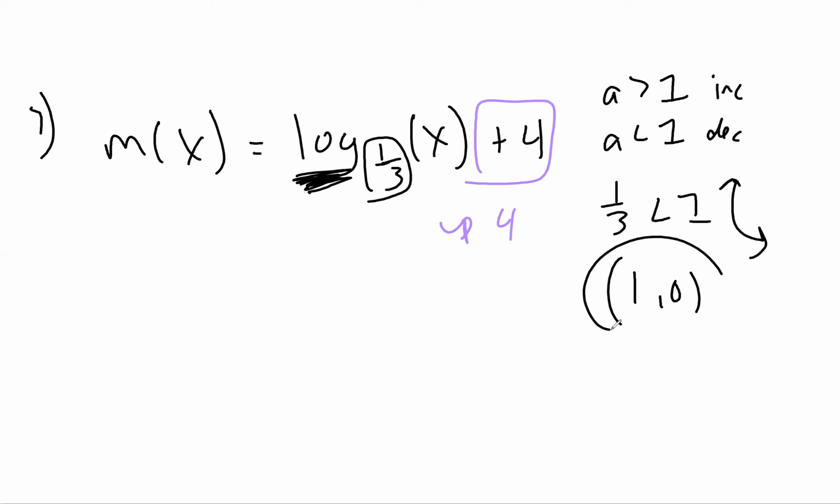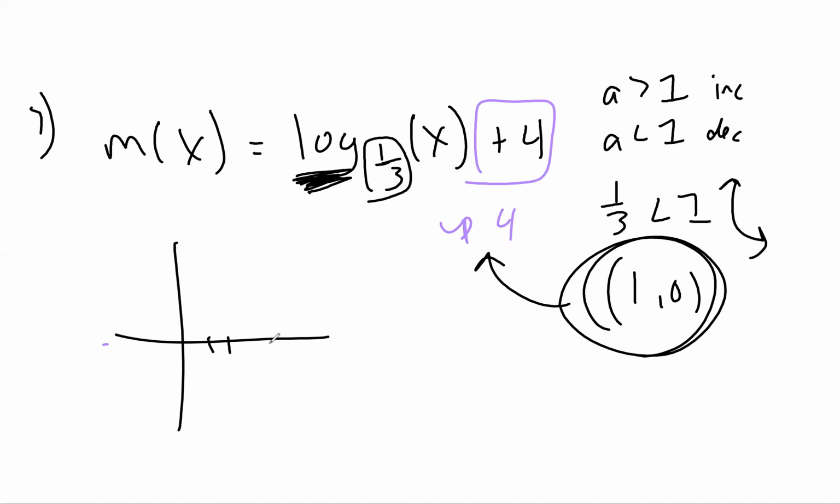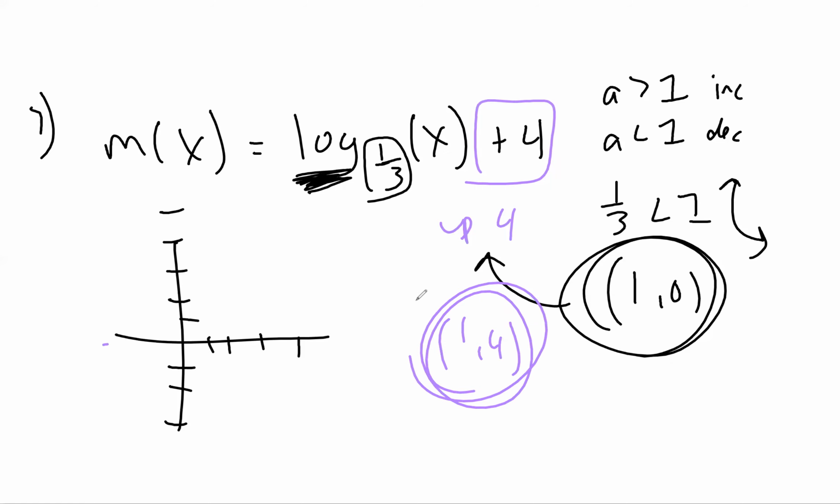So if I start at the point 1, 0 and I go up 4, where does that put me? 1, 4. Okay, I'm starting right here and I'm only going up 4. So that should put me at the point 1, 4, right? Okay, so my new point, and remember, I really only need my new point, is 1, 4. And I know it's going to look like this because no other things are happening to it.